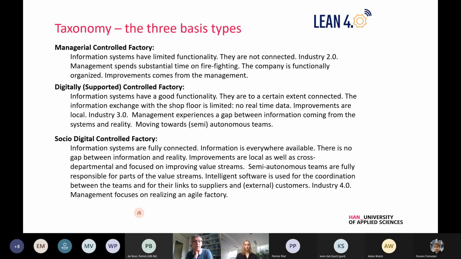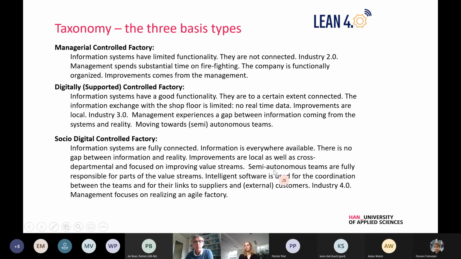Improvements are local as well as cross-departmental and focused on improving value streams. I think that's also what we want to do in Lean, but I think that's also in the social digital control factory. Then an important sentence, the semi-autonomous teams, there are teams.